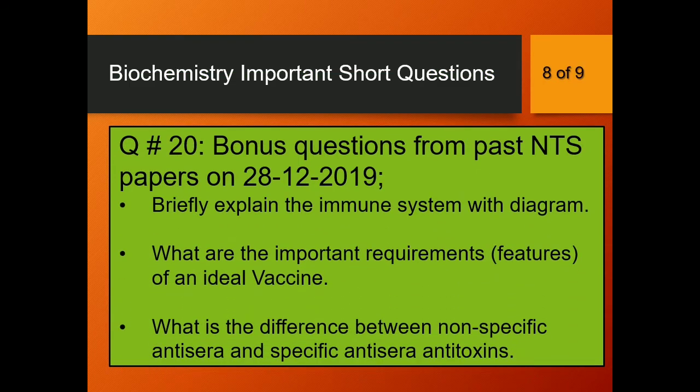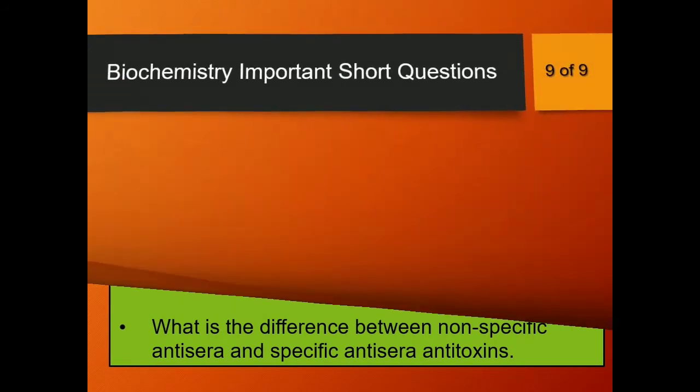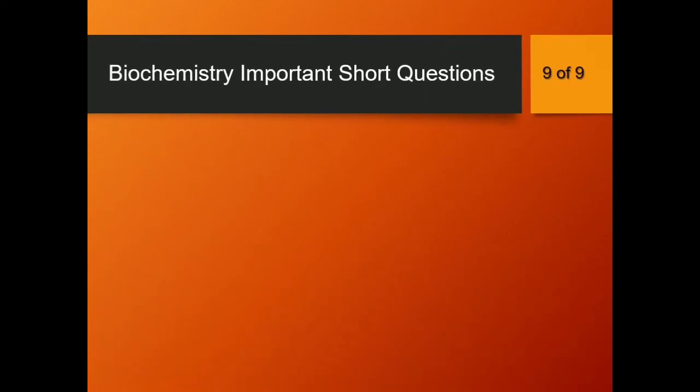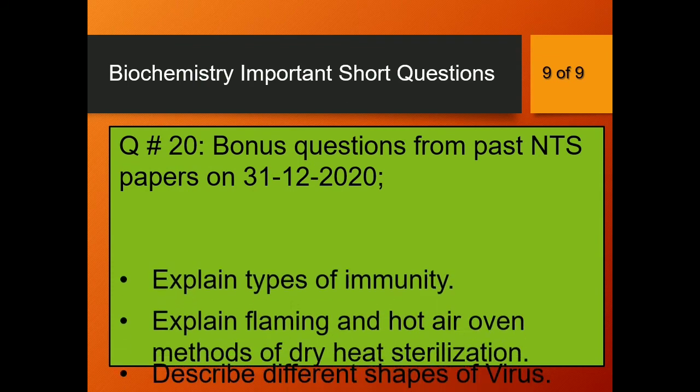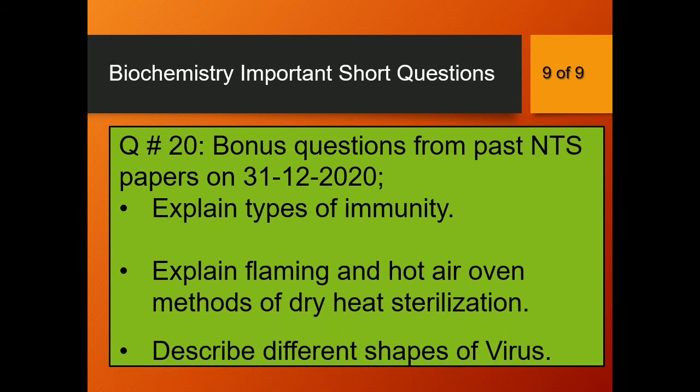Briefly explain the immune system with diagram. What are the important requirements, features of an ideal vaccine? What is the difference between non-specific antisera and specific antisera, antitoxins? Explain types of immunity. Explain flaming and hot air oven methods of dry heat sterilization. Describe different shapes of virus.